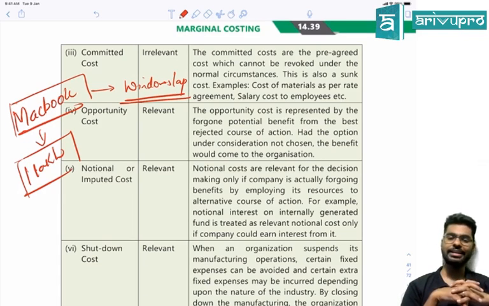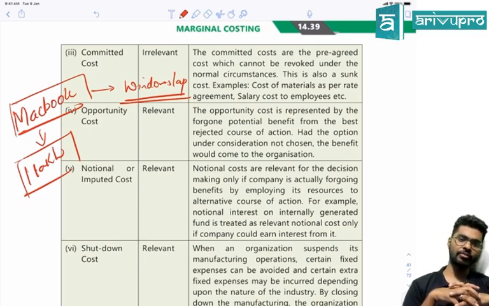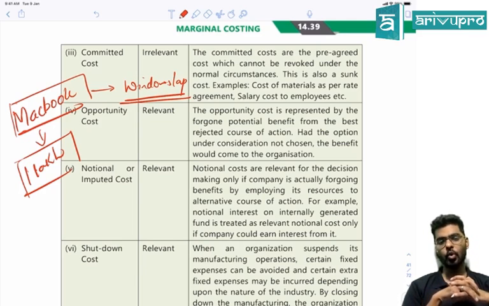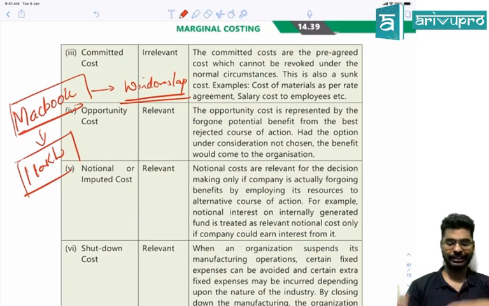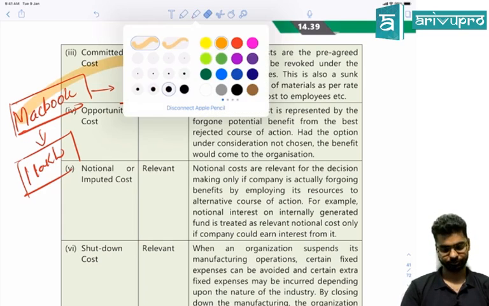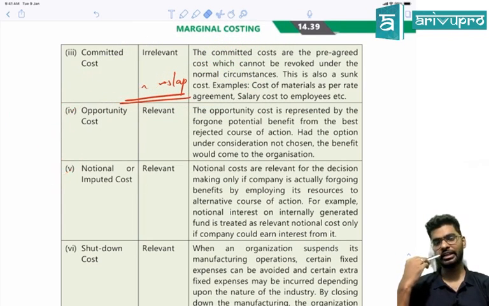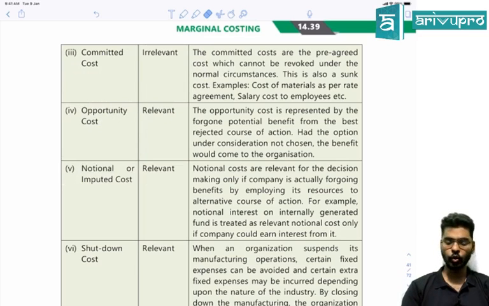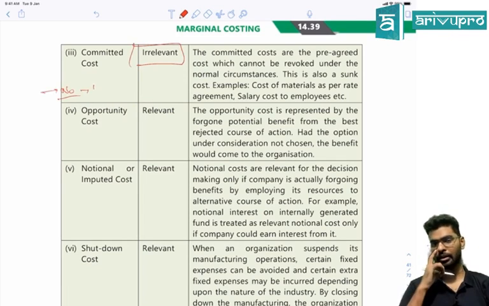So, what we say in decision making is, if there is a cost which he has committed, no matter what happens, that cost is going to be considered irrelevant, because whether you take the decision or not, you are going to continue to incur the cost. So that has no impact on the decision making. Are you clear?